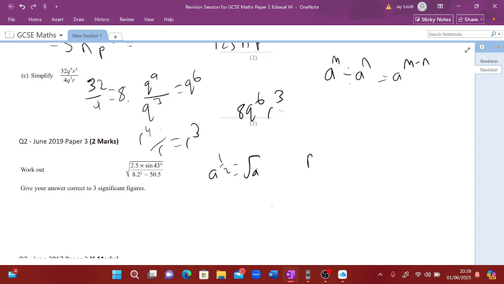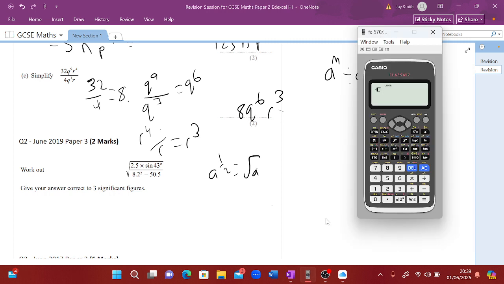So that's an index. Via BIDMAS, the indices should go first, then the division, which is a fraction, then any multiplication. Anyway, I did the square root first, then I'm going to do the division. Then I'm going to do the top bit, which is 2.5 times sine of 43 degrees. Then I do the denominator, which will be 8.2 squared minus 50.5.